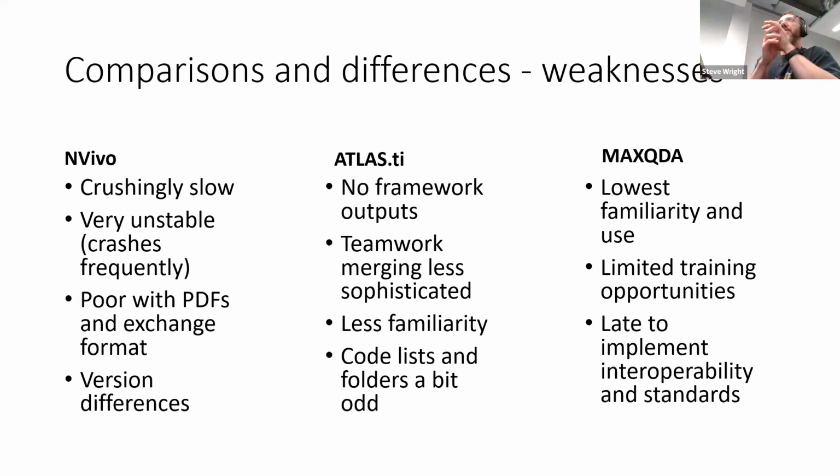What are the weaknesses? Well, I think I've shown you that NVivo is crushingly slow. I'm actually kind of amazed it hasn't crashed during this presentation, because I usually expect it to crash every hour or two. It's very poor with PDFs by the Exchange format. So actually figuring out what bit of a PDF has been coded is really hard. And there's a load of version differences, so you can't go backwards.